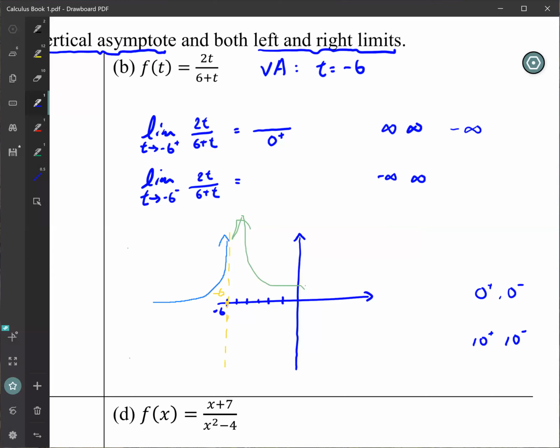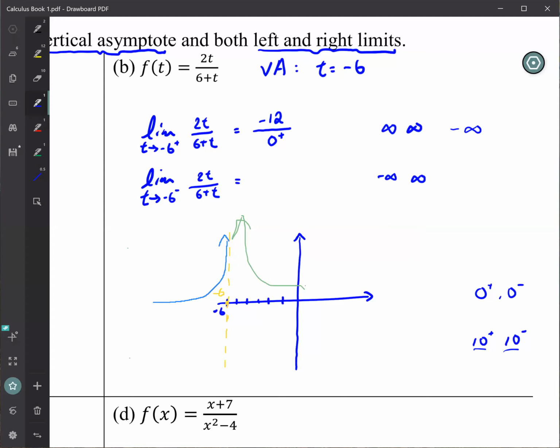For 0 positive and 0 negative, it is night and day, right? One is positive, one is negative. But for 10 positive and 10 negative, they are just both positive values. So for the top, we can simply sub in -6. If I plug it in, it will be -12. The value will be close to -12. It doesn't matter which side it came from. It will just be close to -12. Does anyone have a question about this concept here?